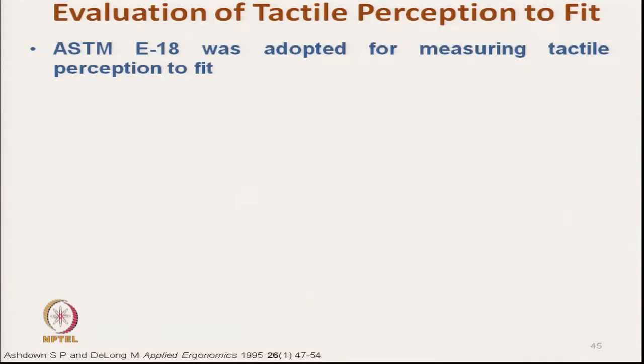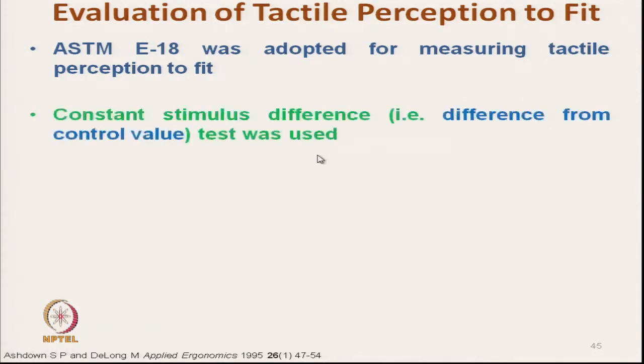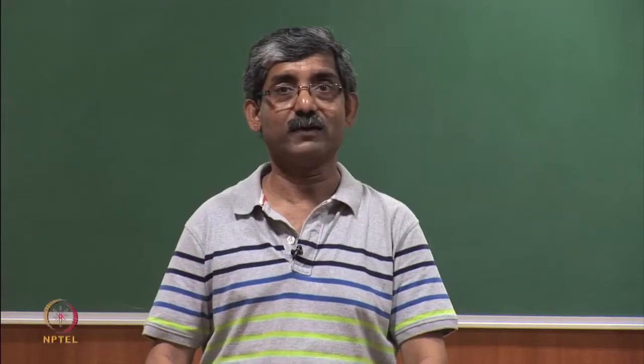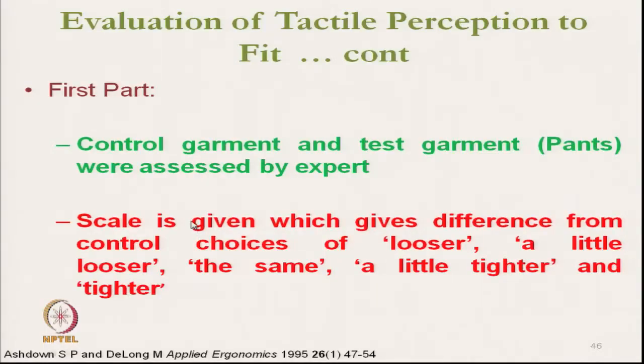In ASTM E8, that test method was adapted to measure the tactile perception of fit. Constant stimulus difference is there, that we have already discussed, and two types of thresholds were there, one is the recognition threshold, which is actually positive identification of difference, and the other is the difference threshold, which we have already discussed, that it produces a noticeable difference.